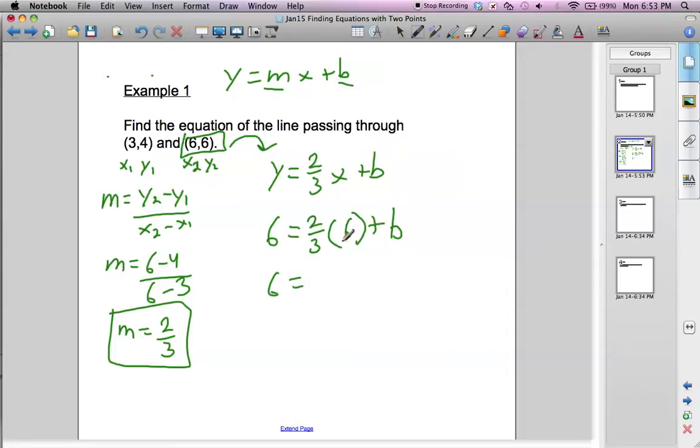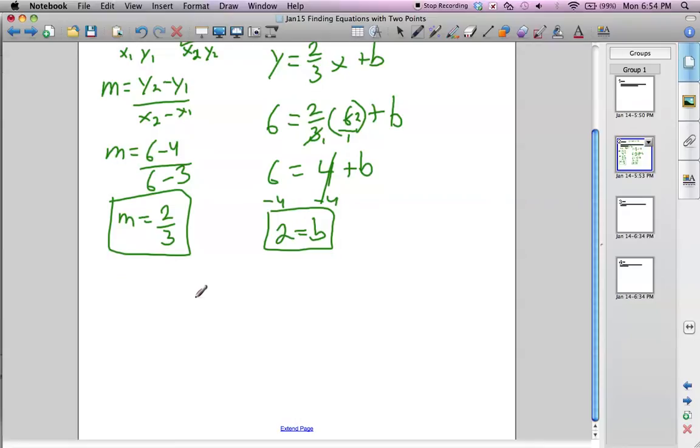This is 2/3 times 6. We can write that as 6 out of 1 if that helps. When we're multiplying, we can cancel these two numbers here. We can do 6 divided by 3 and get 2. So we're going to have 2 times 2 is 4 plus b. Now we can subtract 4 from both sides of the equation. We get 2 equals b. So we have our slope, we have our y-intercept. Now we can write the equation as y equals 2/3 x plus 2.